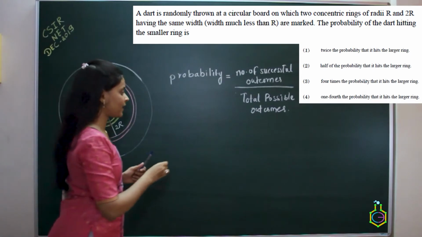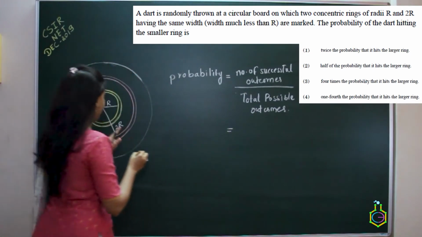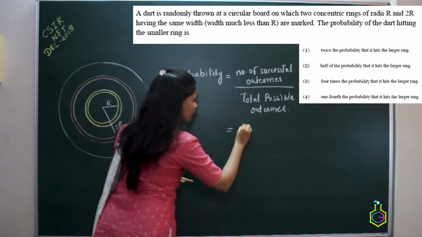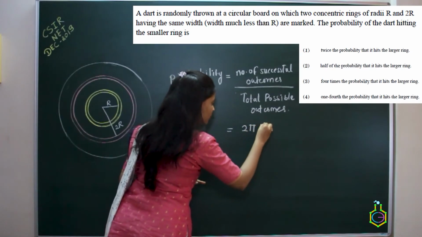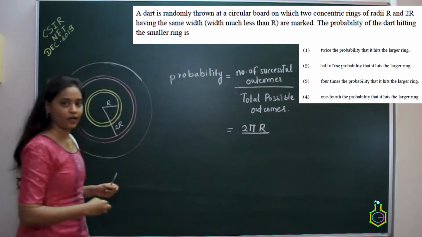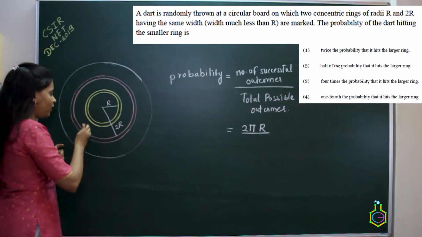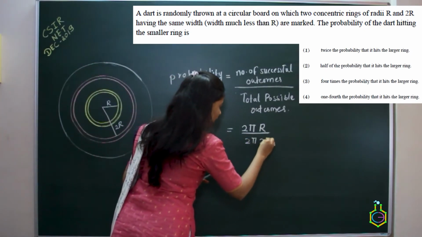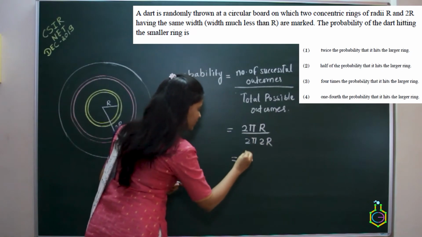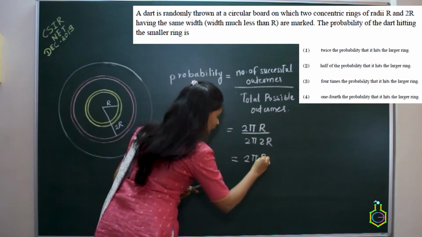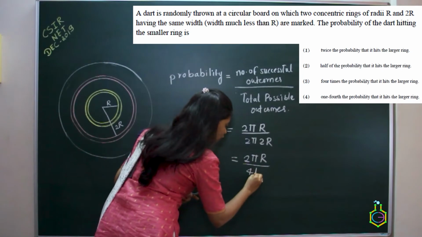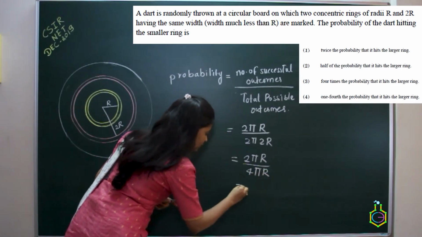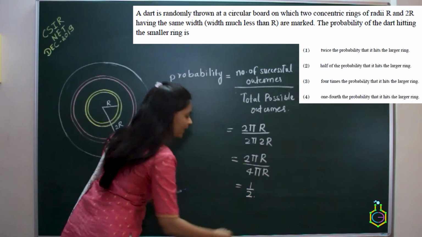So what is the circumference of the smaller ring? The radius is given to us. The circumference of the smaller ring is 2 pi r. And the circumference of the larger ring is 2 pi 2r. So simplifying this, what do we get? 2 pi r divided by 4 pi r. Simplifying this further, we get half.